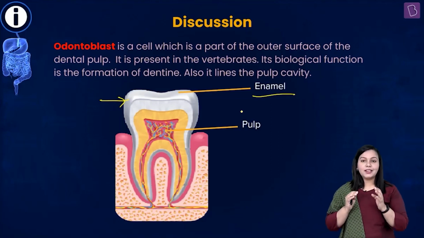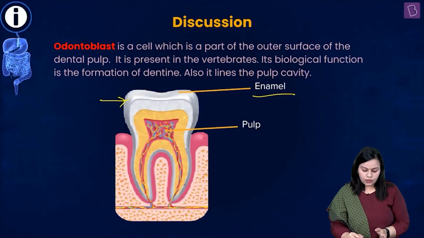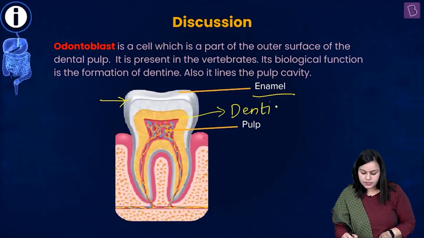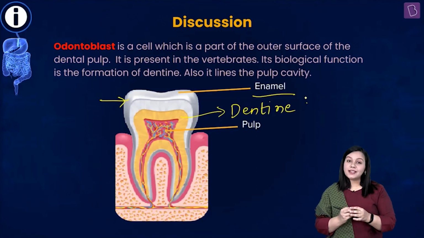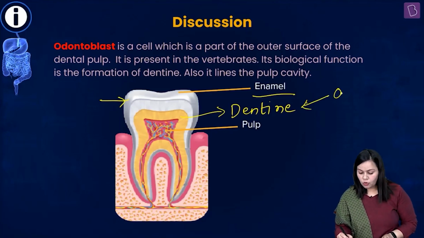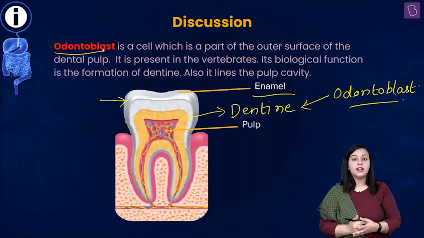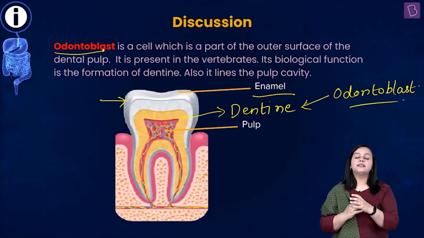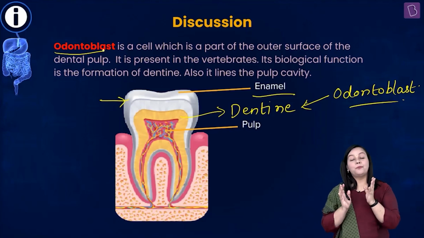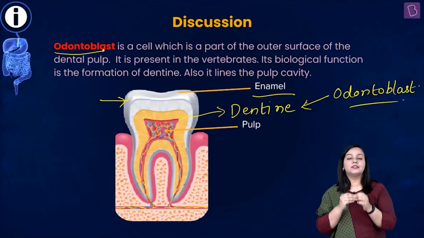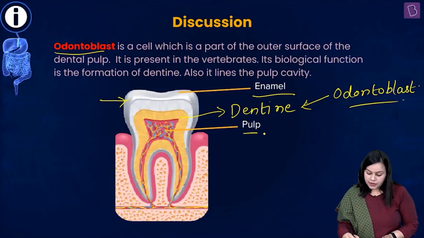Now this enamel is followed by a layer of yellowish colored material, which is called dentine. What is it called? Dentine. This dentine is secreted by a set of cells which are called odontoblasts, like it is written here. You are already seeing it here, right? Within the dentine is basically the pulp of the tooth, the pulp cavity, which is supplied with a lot of blood vessels, nerves, etc. And this part is what is called pulp.